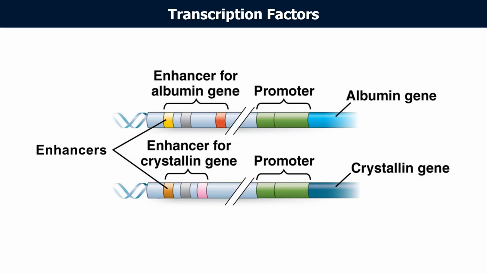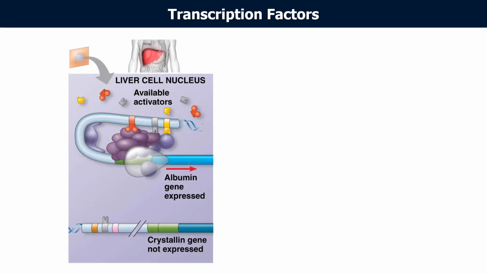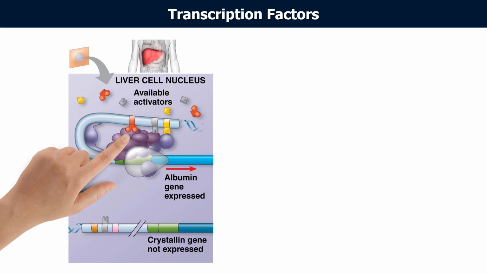Well, let's go into the 2 different cell types, the liver tissue and the eye tissue, and see how this works. So let's start with a liver cell. Notice in the liver cell, the red factor, the gray factor, and the yellow factor are present, and so they bind and they help recruit the RNA polymerase to the promoter, and the albumin gene is expressed.